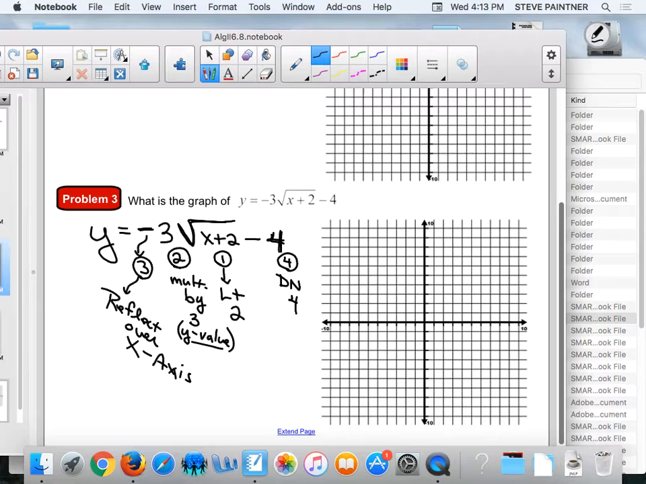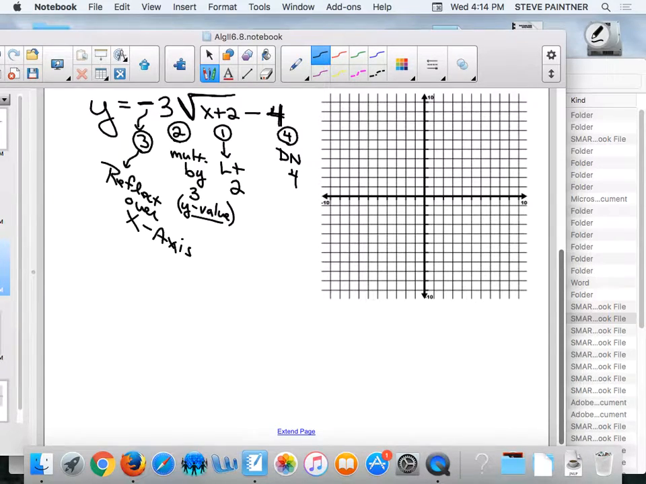All right, let's get the parent function on paper. And it'll be 0, 0, 1, 1, 4, 2, 9, 3. And there it goes. That's the square root of x. That's the parent.